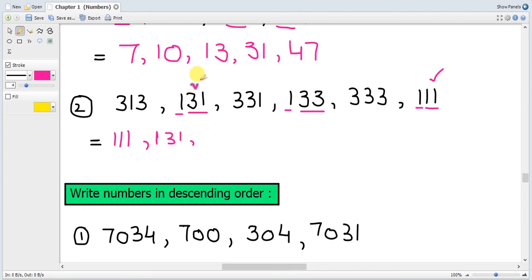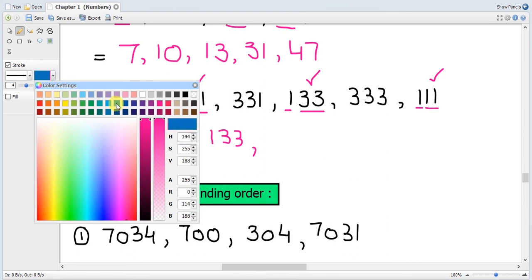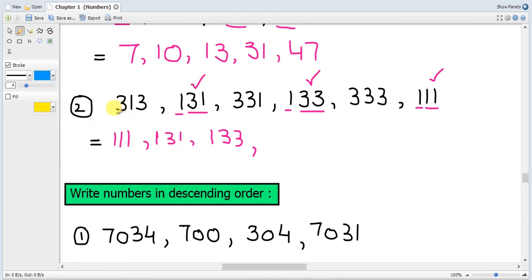Okay, take it. We put a tick mark. This number is done. The next is 133. Now we are left with three more numbers which start with 3. Let me change the color. This is 3, this is 3, and this is 3. Now look at the next two digits. This is 13, this is 31, and this is 33. So 13 is the smallest, so we should write it first.